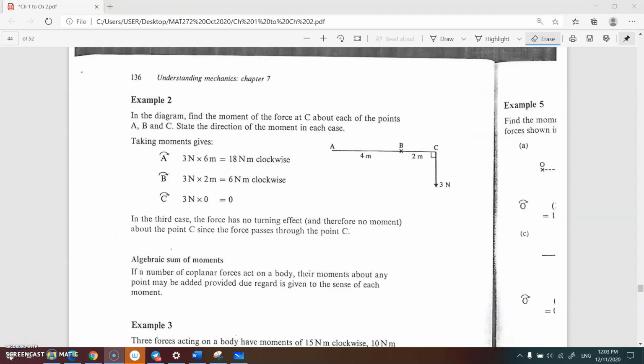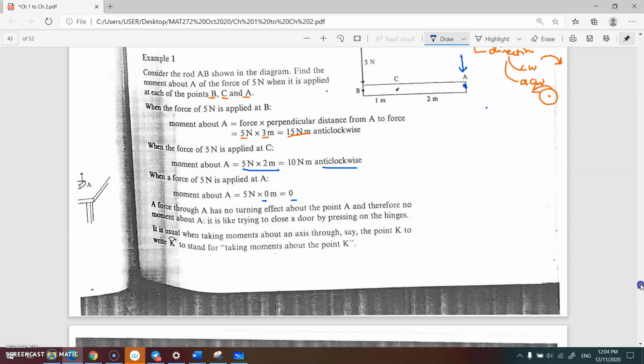Okay, now we move to the second example. In the diagram, find the moment of the force at C about each of the points A, B, and C. This means that the moment will be at A, at B, and at C. So how will you represent a moment? You can use this symbol. For example, like question number 1 just now, the moment about A, you can just represent with A and then an arrow like this.